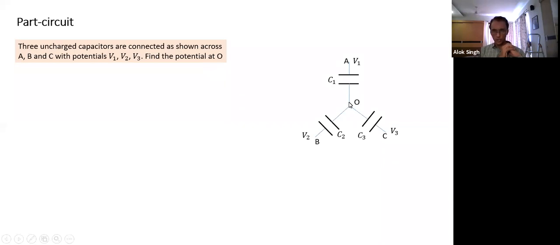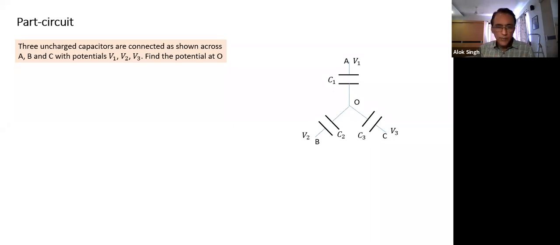How do we solve such a question? Can this O have any arbitrary value? It cannot. Why? Depending on the potential at O, the charge on each capacitor changes, because the charge on a capacitor depends on the potential difference. So the charge on all three capacitors depends on the potential at point O. For different values of O, I'll have different charges.